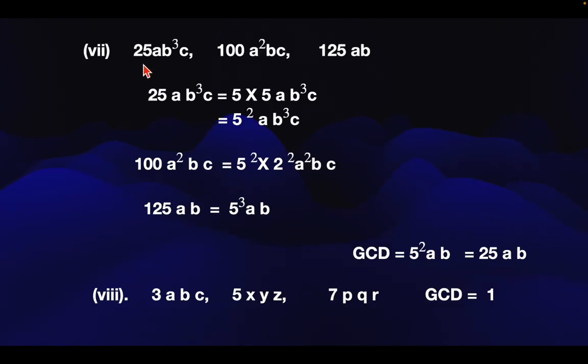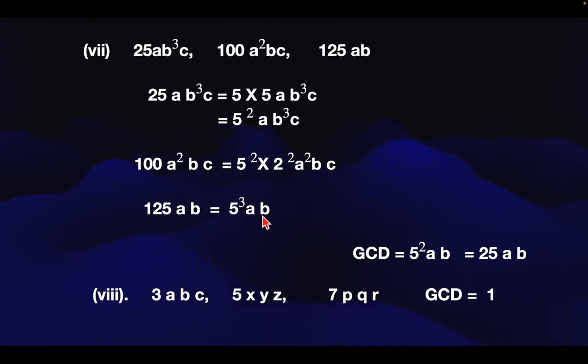7th sum. Okay, so this is the polynomial. Factorize it. Write it in terms of power. This is another polynomial. 100 is what? 25 into 4. 25 is 5 square into 2 square. 2 square is 4. Okay, write down in terms of powers. 125 is 5 raised to 3.